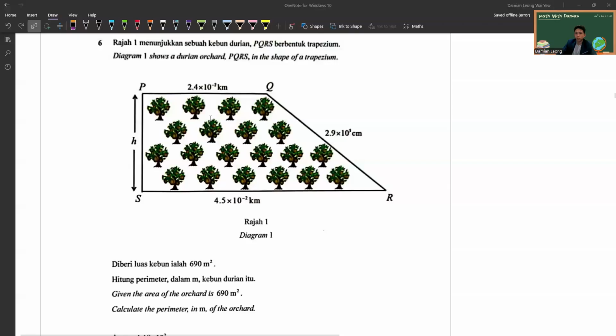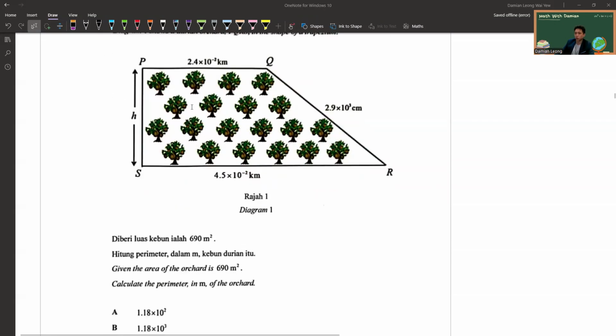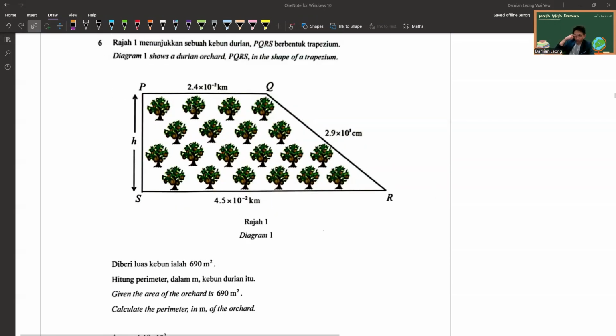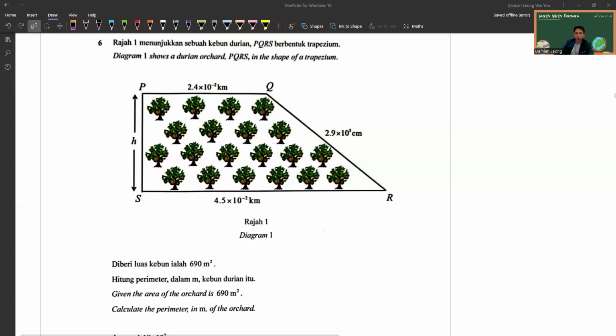Then question 6. This is just a very basic calculation. I want to calculate the perimeter given the area is 690. So I want to find this height first, then I can add together to find the perimeter. You can see all these lengths, all these distances, are in standard form, so this is a standard form question. It's just a very basic calculation that we need to do in order to find the answer in standard form. If you want to, you can change your calculator to standard form mode first.